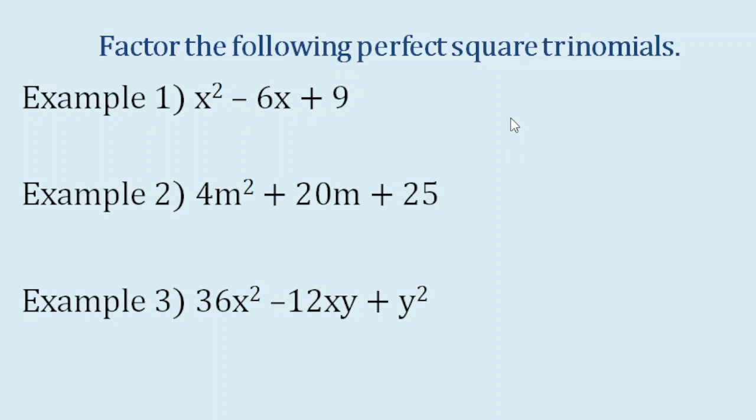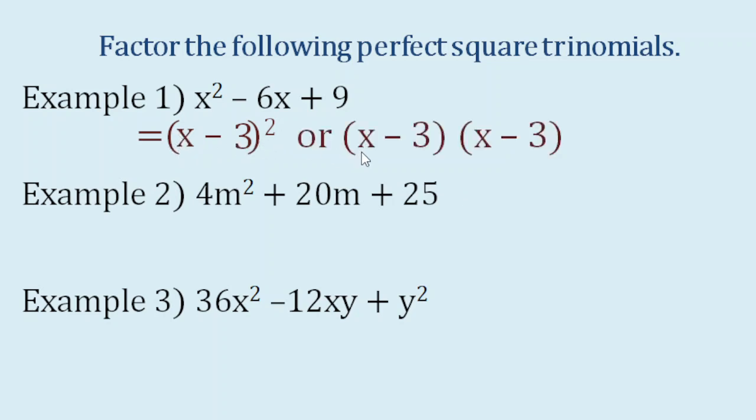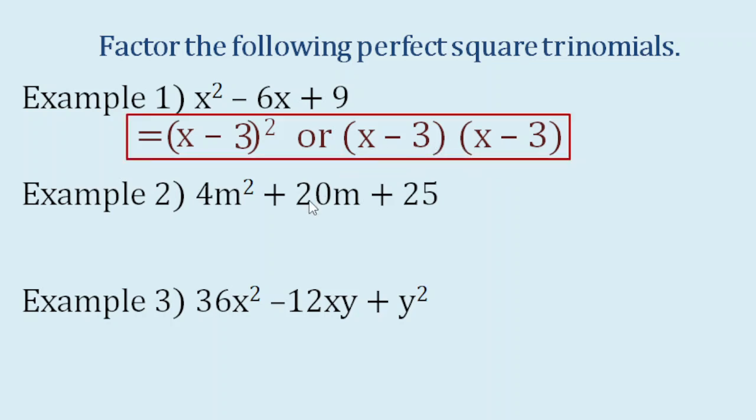Factor the following perfect square trinomials. Number 1, x squared minus 6x plus 9. Square root of x squared is x. Sign of the middle term, minus. Square root of 9 is 3. So we have the quantity x minus 3 squared, or the quantity x minus 3 times the quantity x minus 3. These are the factors.